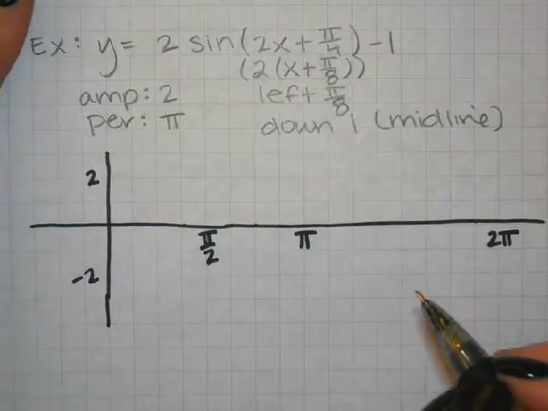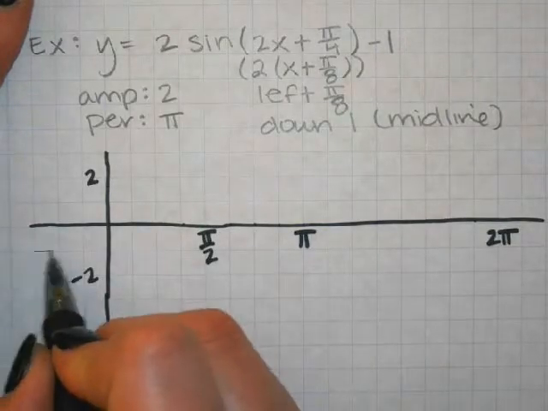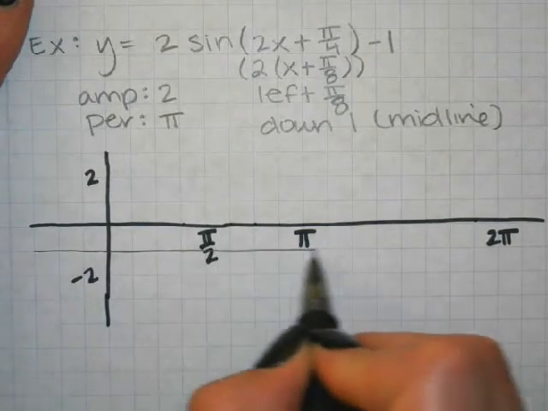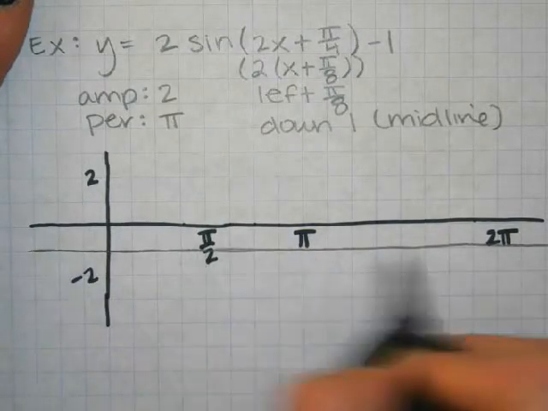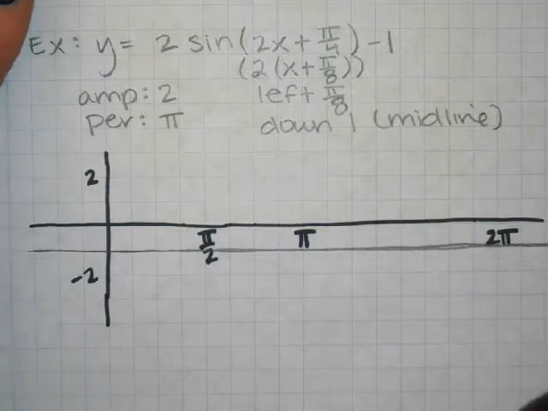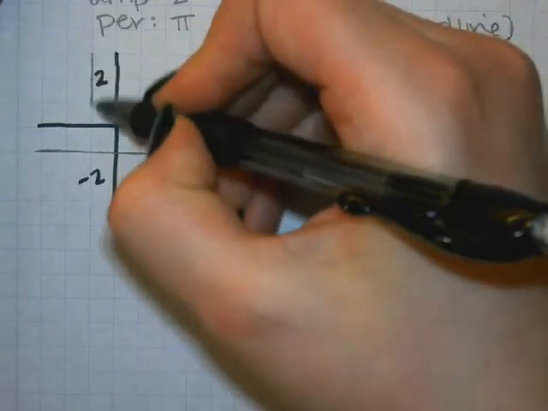All right, so I'm going to switch colors. My midline is going to be down 1, so I'm going to take my pencil and draw a midline at down 1. And I'm going left pi eighths. How many boxes is pi eighths? 1. Okay, left pi eighths.